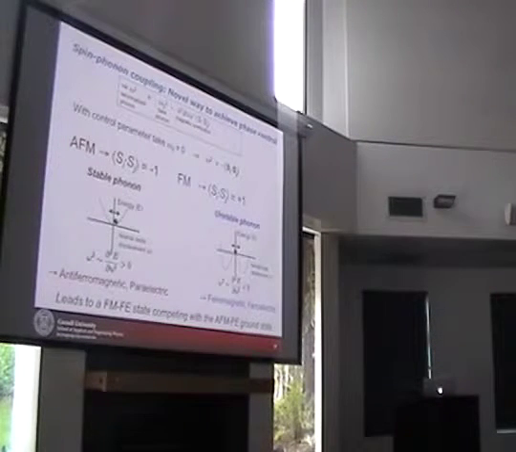So taking a system that has a generic spin-phonon coupling, and tuning the ferroelectricity down near the paraelectric-ferroelectric transition, leads to a system where we have the antiferromagnetic paraelectric state competing with the ferromagnetic state.